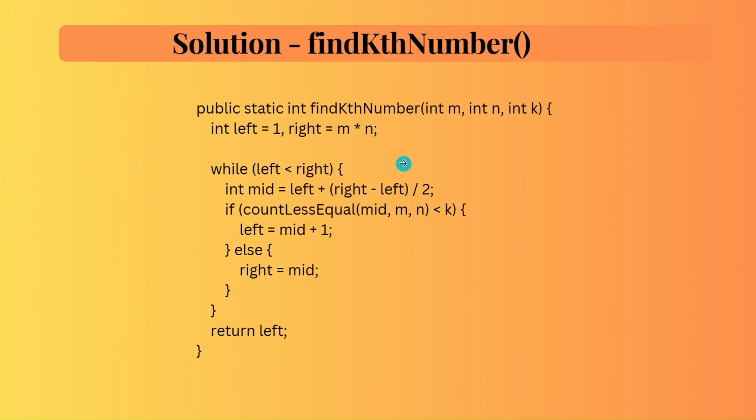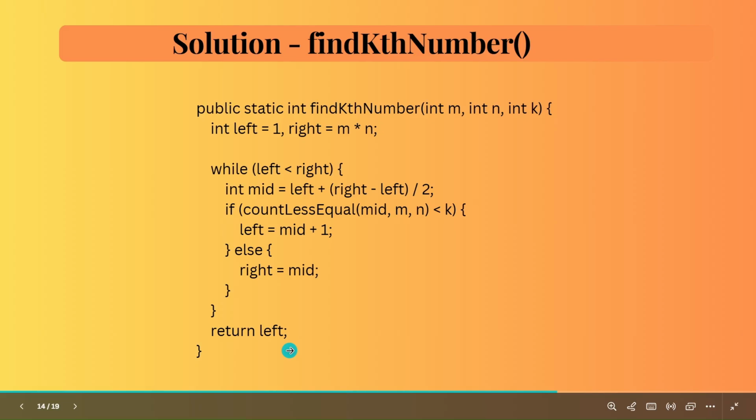There are two methods, find kth number and count less than equal. In the find kth number, we will first initialize left equal to 1 and right equal to m star n. And then until the condition fails, that is left is less than or equal to right, we will be proceeding with the binary search approach. So initially we will calculate mid equal to left plus right minus left divided by 2, and if the count less equal of mid value and the m and n is less than or equal to k, the left value is equal to mid plus 1, else the right value will be assigned mid. And lastly we will be returning the value left.